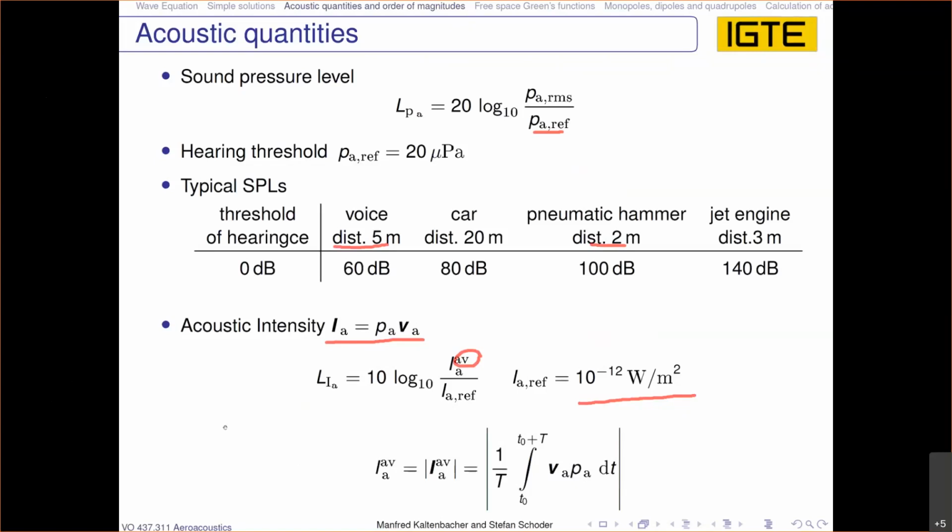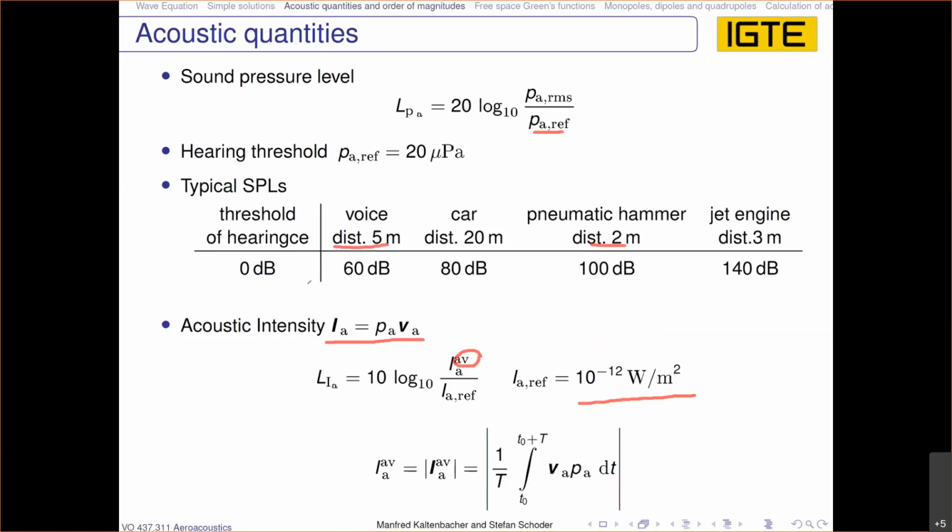So what you do here is compute a mean value. The mean value of the pressure would clearly be 0, because we assume a purely fluctuating quantity with no DC offset. But we multiply these two, and then it is clear that we get an intensity different from 0. So you take a time averaged value, take the absolute value because it's a vector, divided by the reference value, and important is also that we have 10 here because it's already a power value.